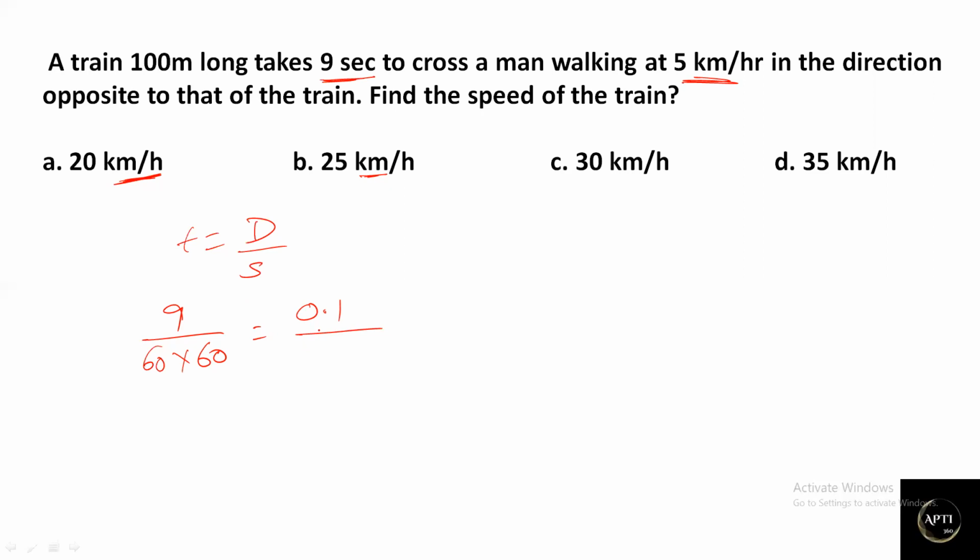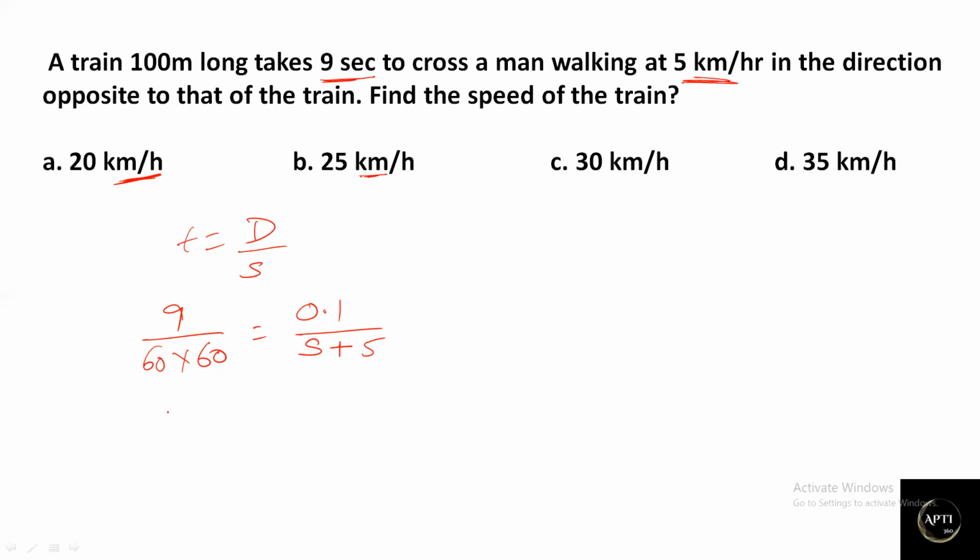Here the train's speed and the person's speed are both important. We don't know the speed of the train, that's what we need to find. But both are moving in opposite directions, which means we take the speed of the train plus the speed of the person, because plus means opposite direction. No need to convert the speed of the person because it is already in kilometers per hour. If you do that, you will get the value of s.